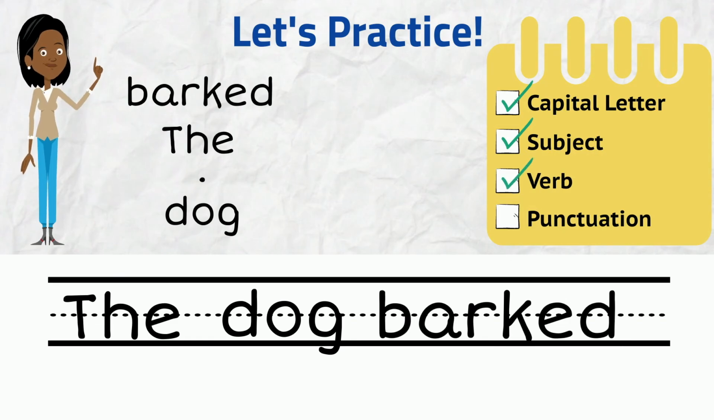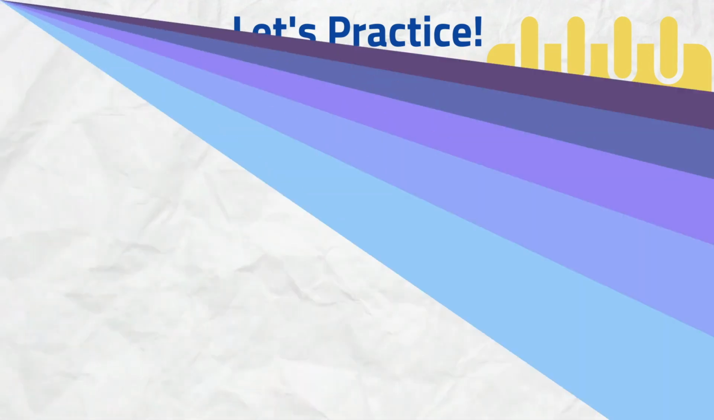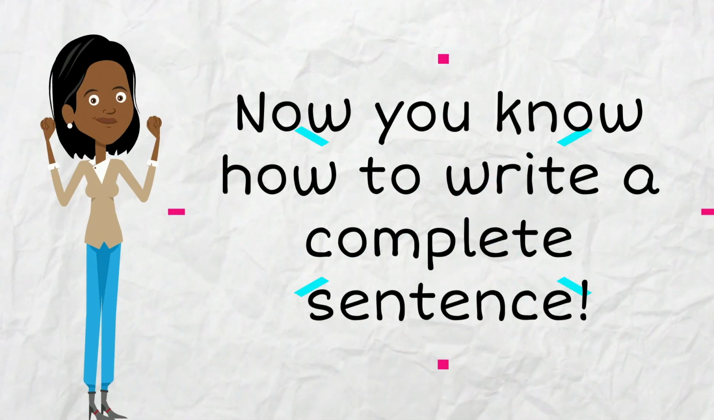What about punctuation? A period is a symbol we use as punctuation. I will write that as the last part of my sentence. All right! Now you know how to write a complete sentence.